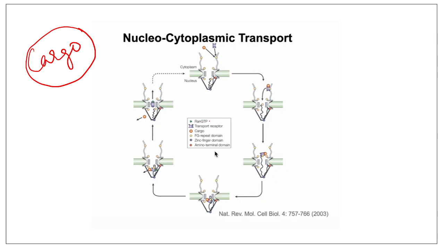It will bind with Ran GTP, and that Ran GTP will provide the energy, and then this would be released from the complex, and then it goes inside the nucleus. This is how this protein is transferred from the cytoplasm to the nucleus. First it will bind to the receptor. After binding to the receptor, it will bind to the FG repeat domain. And after binding to the FG domain, Ran GTP will come. This GTP will provide energy, and then it will go inside the nucleus.